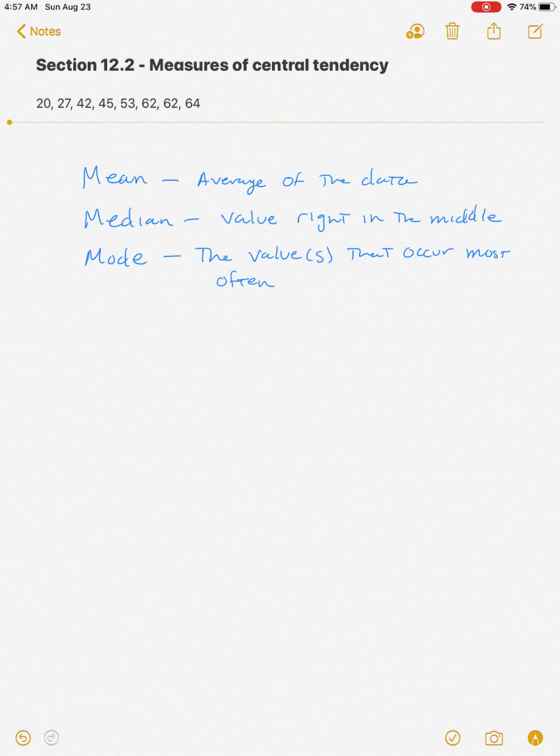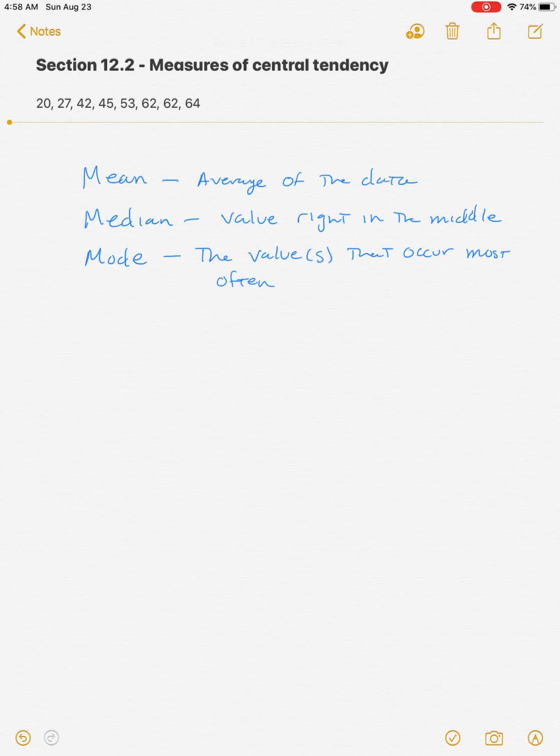So what I did is I typed up some numbers up there, meaning right underneath the section 12.2 header. That's a list of data, and we're going to find the mean, median, mode, and that will give us an example of the work that's in this section.